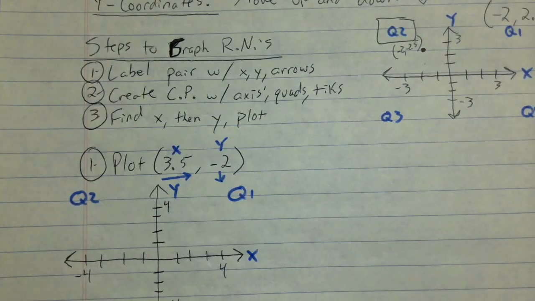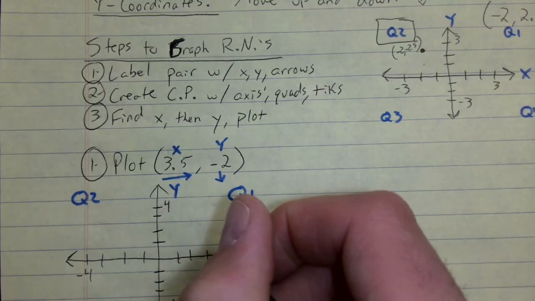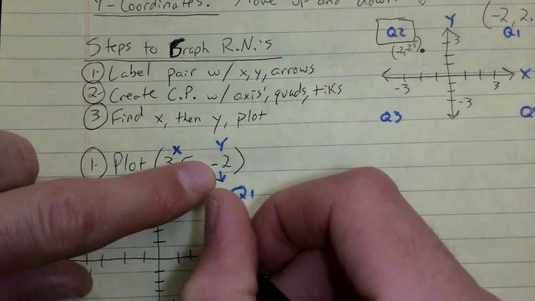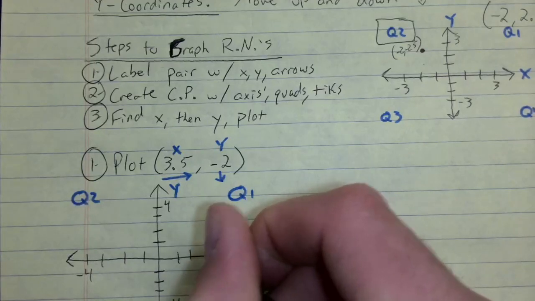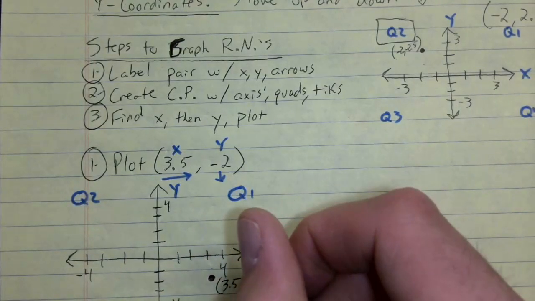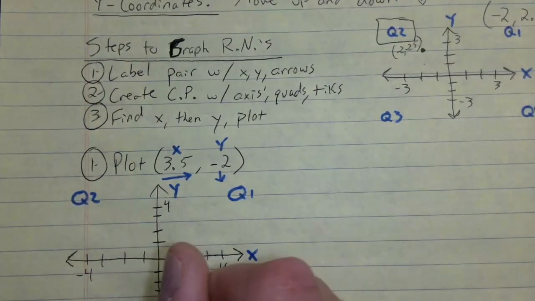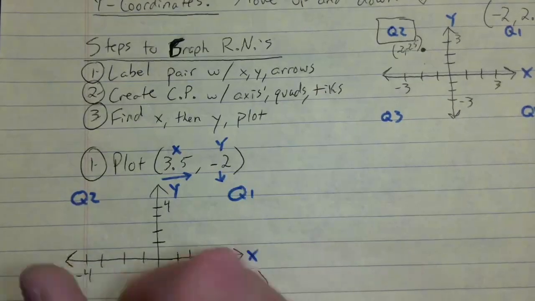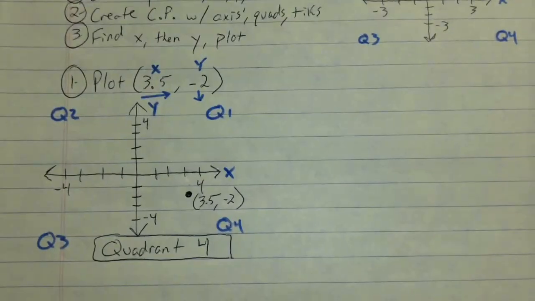Okay? So go ahead and plot 3.5. We're going to the right, 1, 2, 3.5, and then down to negative 2, 1, 2. That's it. Go ahead and plot. Your point is 3.5, negative 2, and your answer is quadrant 4. That's it. Let's see another one.